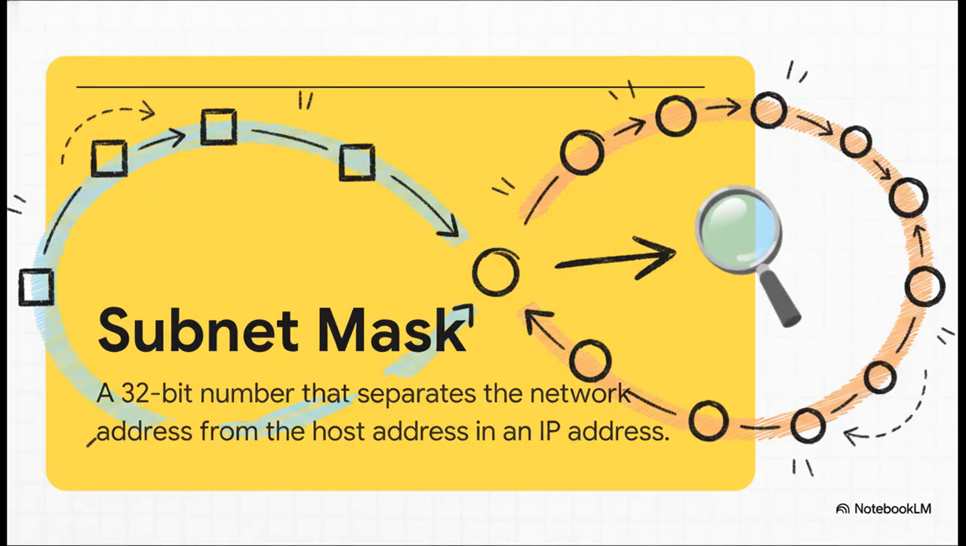A subnet mask works hand in hand with an IP address. Its one and only job is to tell a computer, hey, this part of the address is your network, and this other part is for all the individual devices. It basically defines how big your local digital neighborhood is.